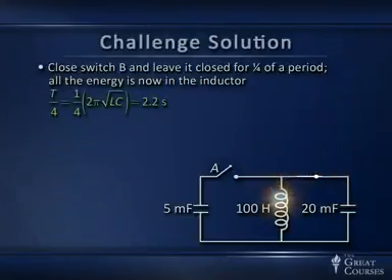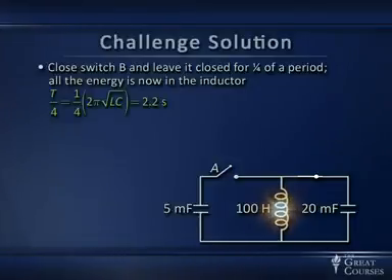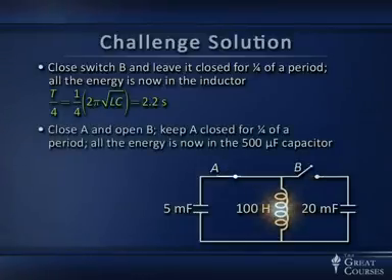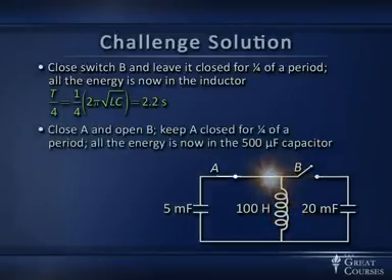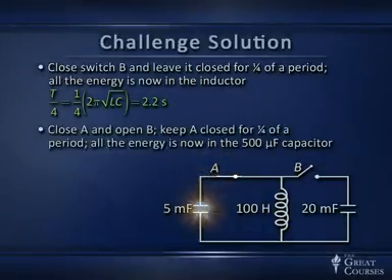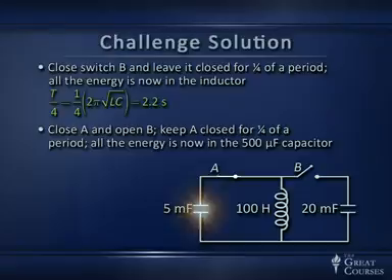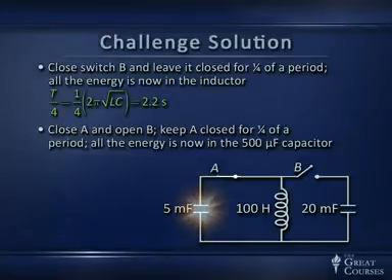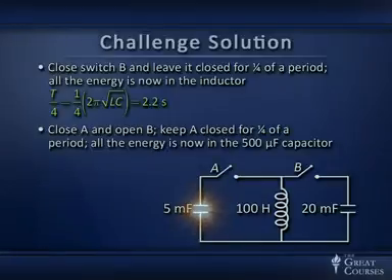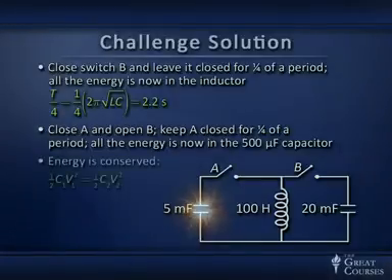A quarter of a period is a quarter of 2 pi root LC. In this case, that comes out to be 2.2 seconds. So you close switch B for 2.2 seconds. Then you simultaneously close A and open B, and you keep A closed for another quarter of a period, only now it's a different quarter of a period because it's the LC system of the 5 millifarad capacitor and the 100 Henry inductor. And you then open switch A, and at that point, all the energy will be stored in the electric field of the capacitor.